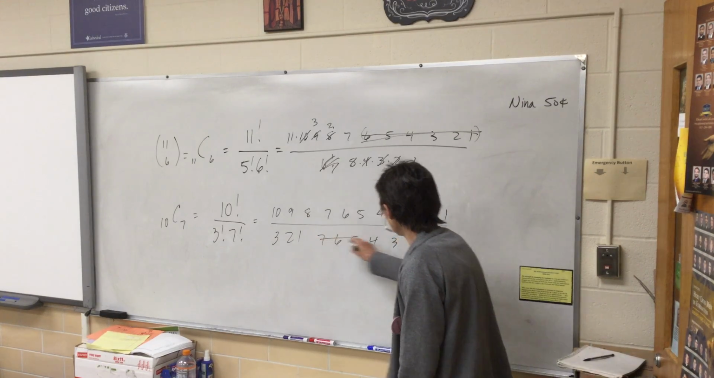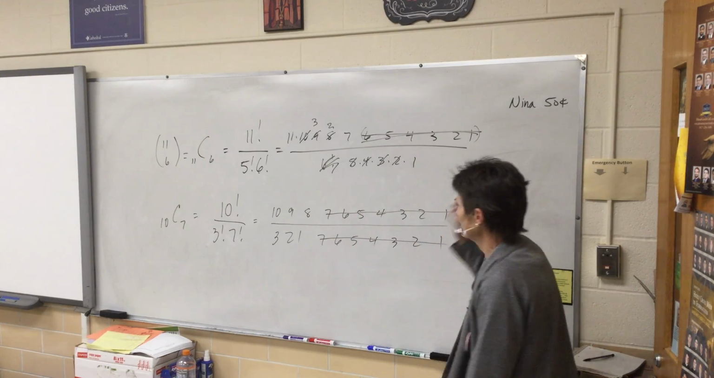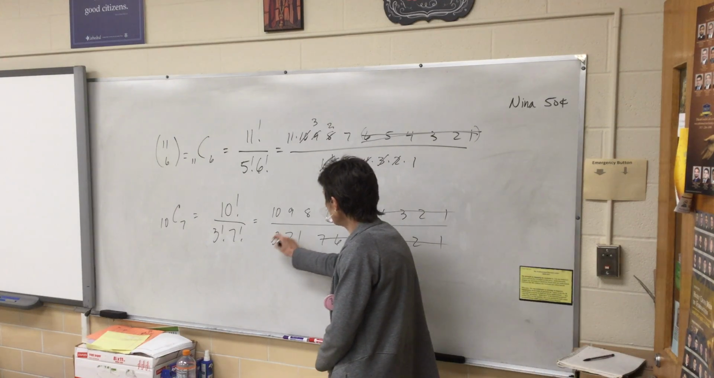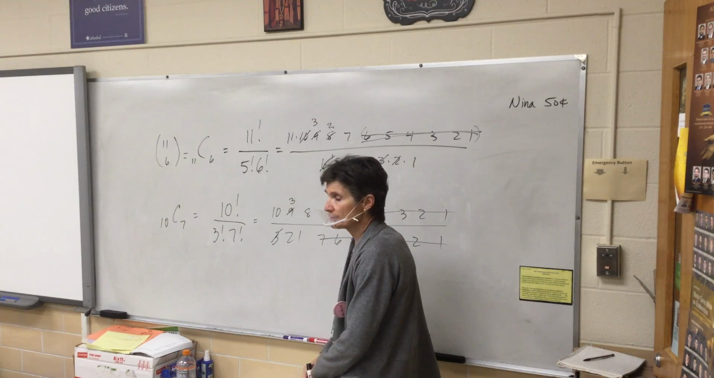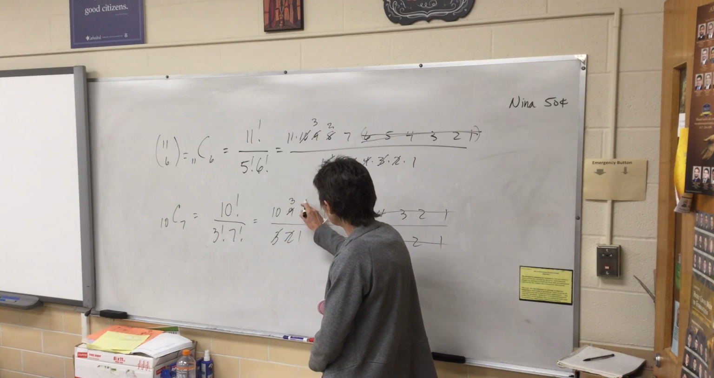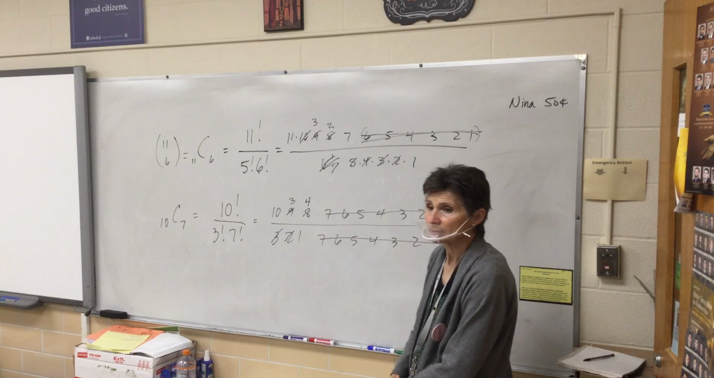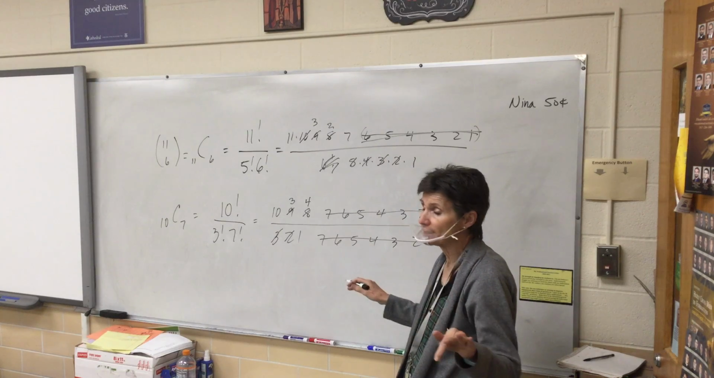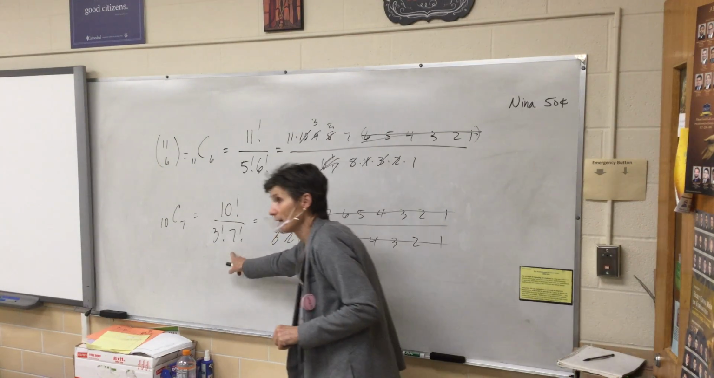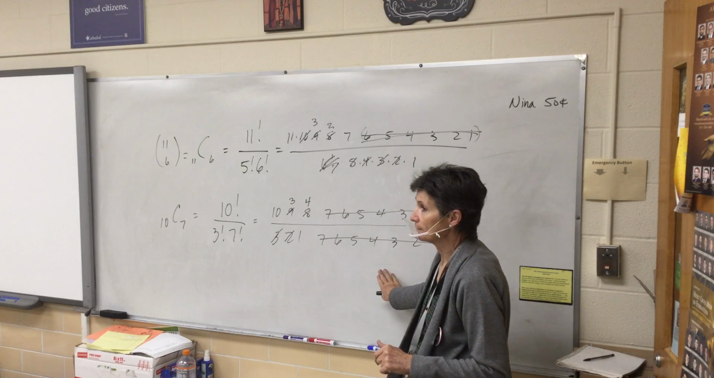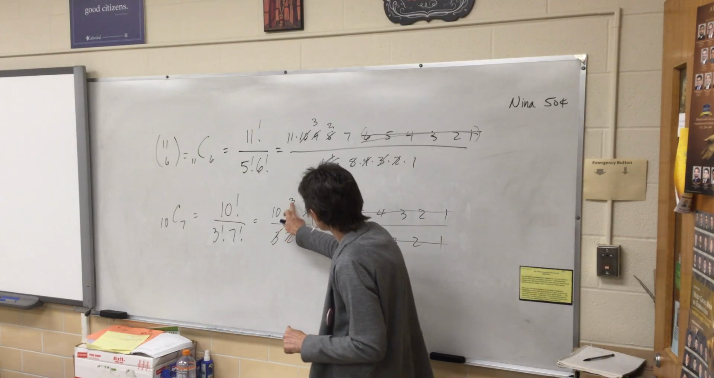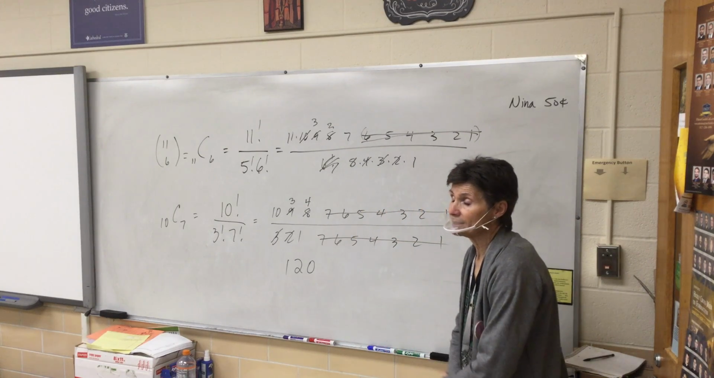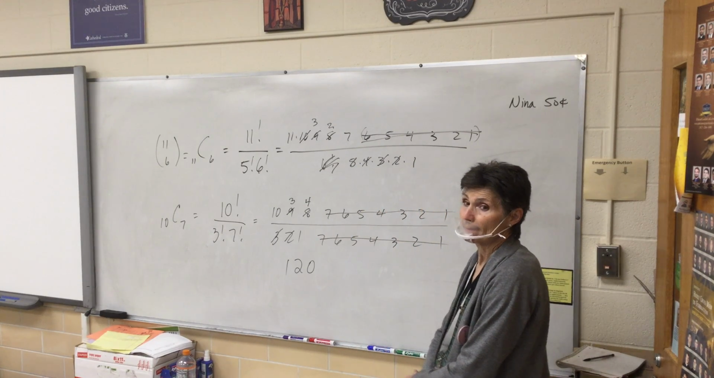So 7 factorial cancels out. 3 goes into 9 3 times, and 2 goes into 8 4 times. And the bottom's gone. The bottom will always go away. You will never end up with a fraction. You always start with a fraction, but you'll never end up with a fraction. And the answer is 120. So those of you that didn't get 120, did you find your mistake?